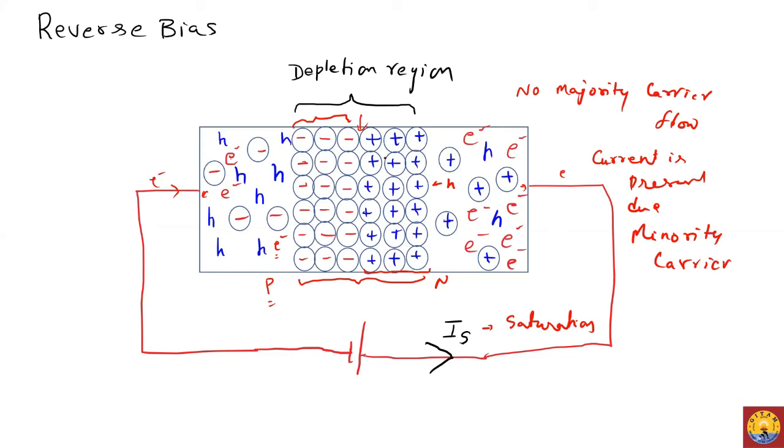And when the width is increased, these positive ions repel the holes, the majority carriers from the P type, and these negative ions repel the electrons from the N type. But they do attract the minority carriers. That means the positive ions will attract electrons from P type, and negative ions are attracting holes from the N type. So that results in some current called saturation current. So in the reverse bias, we do have current. It is denoted by Is, called the saturation current. Okay. So current in the reverse bias exists only due to the minority carriers.